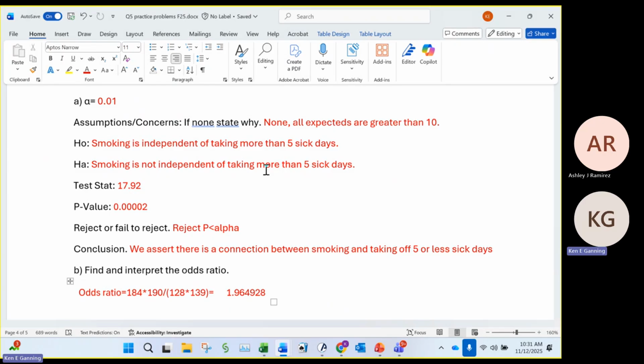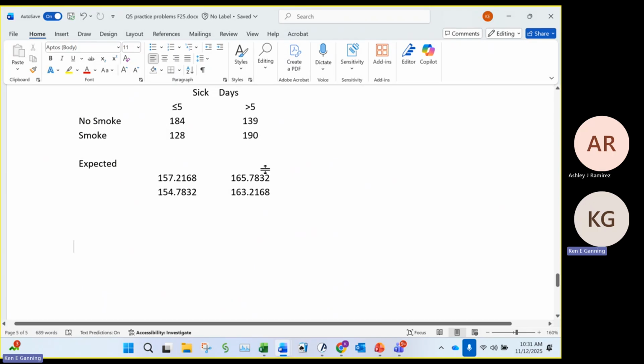Now, you could kind of switch everything around and say a smoker taking more than 5 versus a non-smoker taking more than 5. That would work, but you'd have to switch everything around. You'd get the same answers, but you're better off just doing the problem as it comes to you.